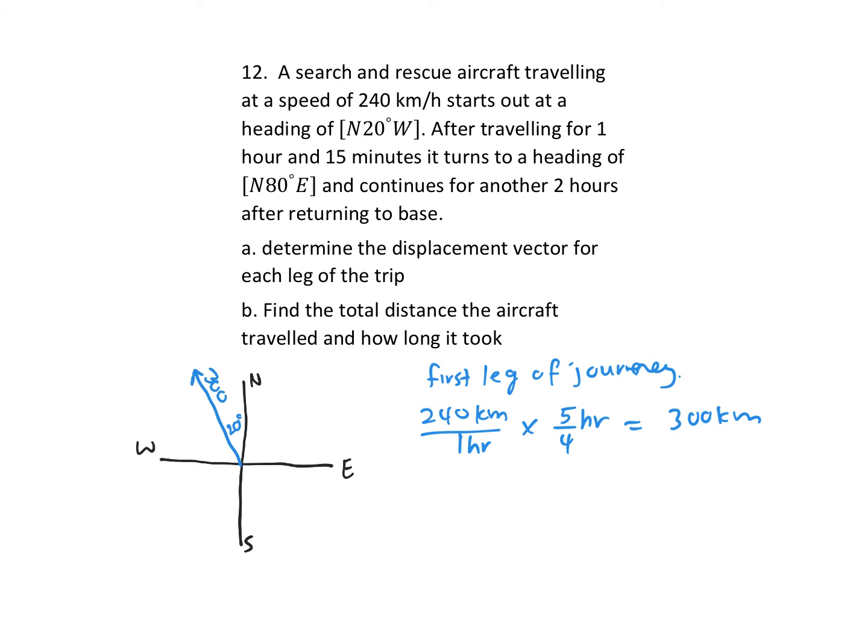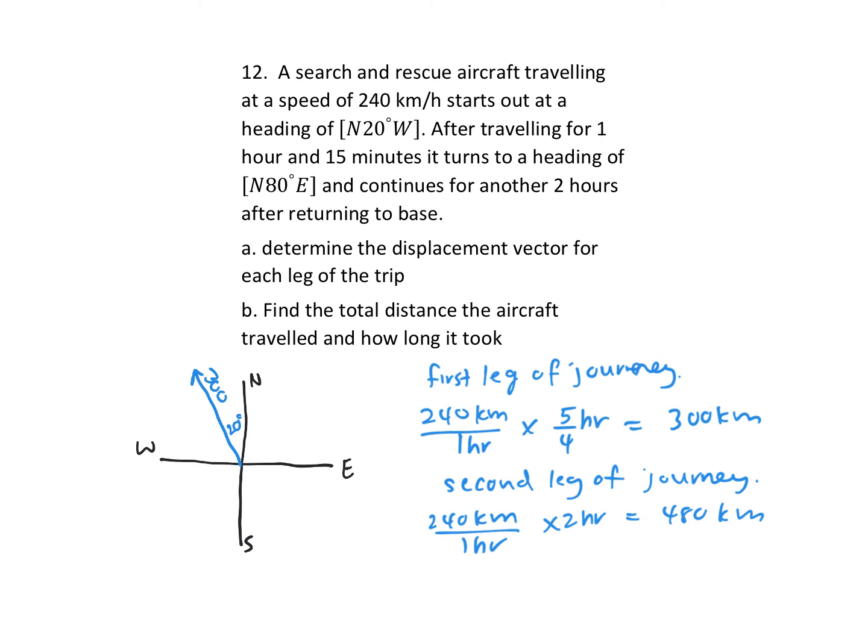From there, it is traveling at the same speed for another 2 hours. So let's do the second leg. Well, might as well do this at the same time. So second leg of the journey, it's traveling same speed, so 240 kilometers in 1 hour, and it's traveling for 2 hours. So that leg of the journey, it traveled for 480. So it's going from here north 80 east.